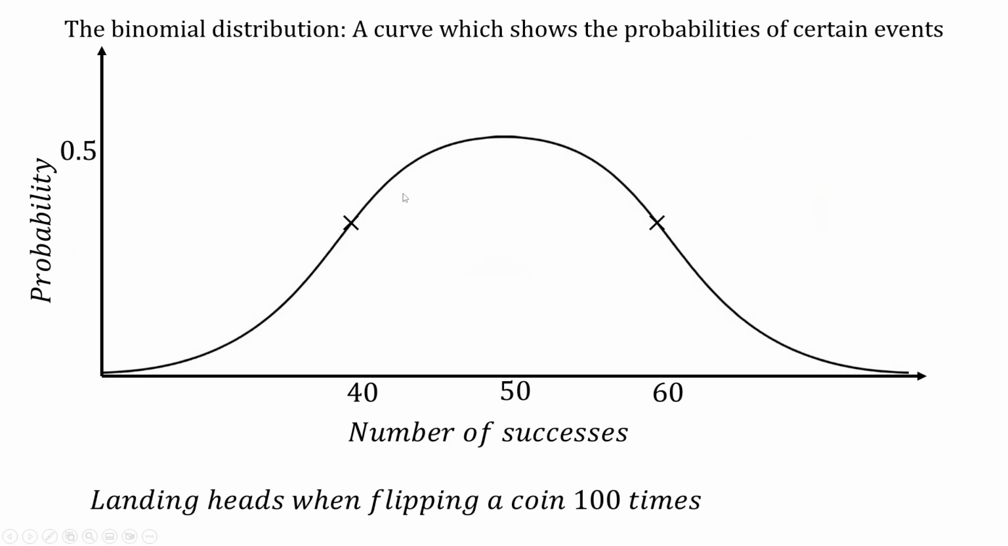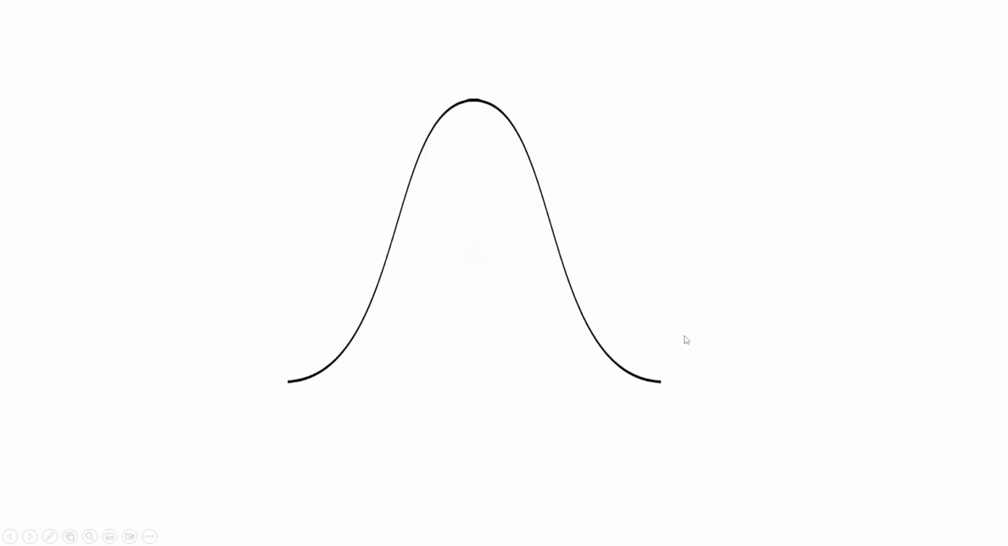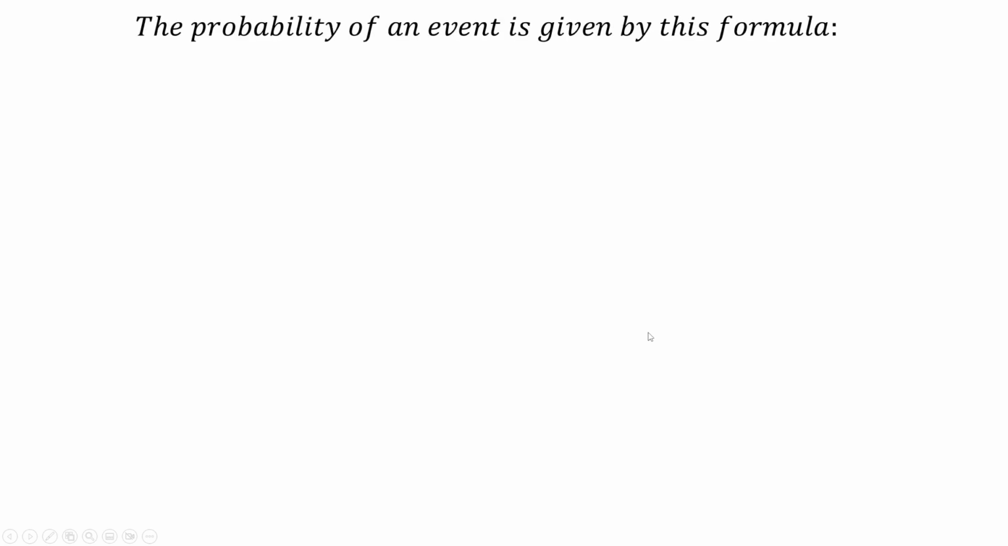This curve is called a bell curve. They have a bunch of different shapes, so it can look like this, or it can be more stretched out like this. That's just to show you that there are quite a few things it can look like.